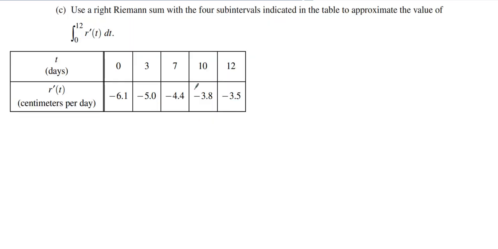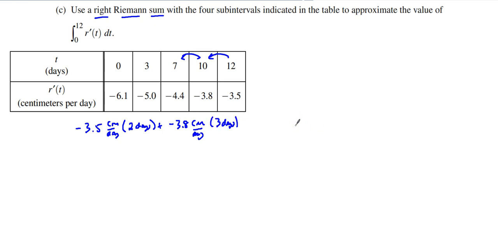Let's go to problem C. Problem C says we're going to take the integral from 0 to 12 of r prime of t dt, and we're going to use a right Riemann sum. So we're going to use a right-hand Riemann sum, which means we start at the right-hand endpoint. We got negative 3.5, remember, that's centimeters per day, and that's being multiplied by the change in days, which is 2 days. And we're going to add that to negative 3.8 centimeters per day, again being very particular about units, and that change in days is 3 days. We're using 4 subintervals, but they're not the same delta t here.